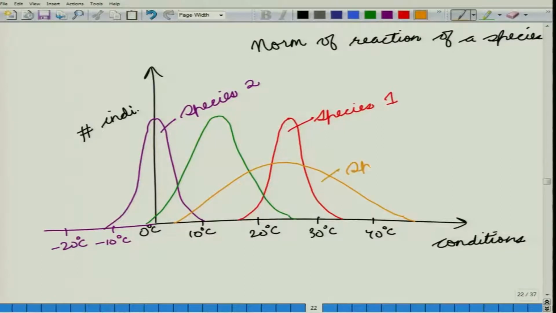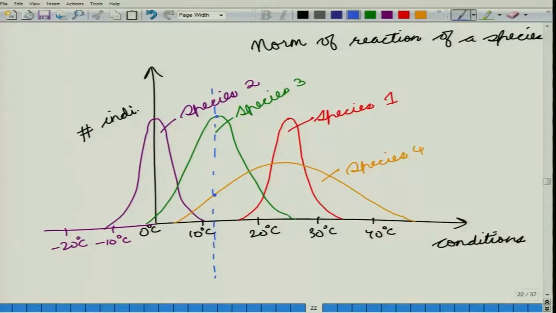So this is for species 4, this is for species 3, and so on. Now, suppose you change the conditions. So suppose earlier your temperature conditions were close to this. So at this temperature, you are seeing a large number of individuals of species 3, some individuals of species 4.